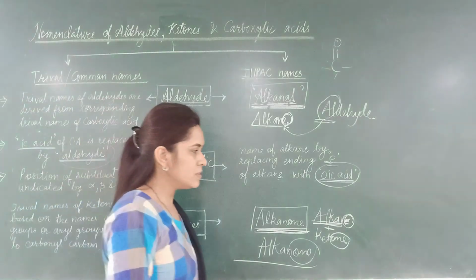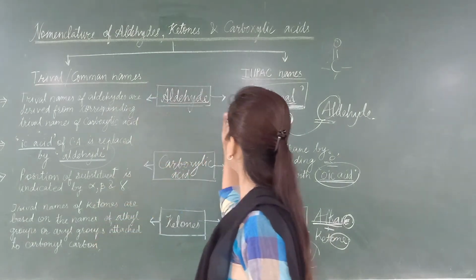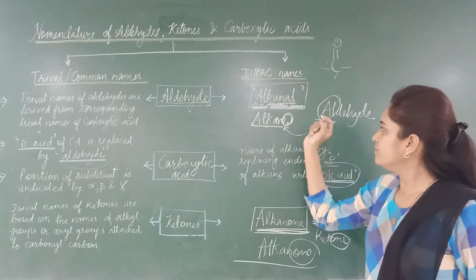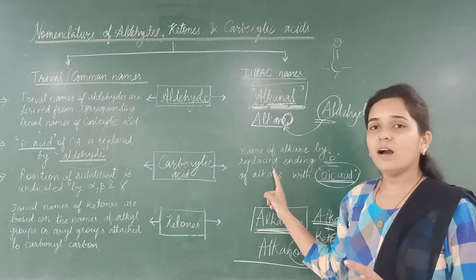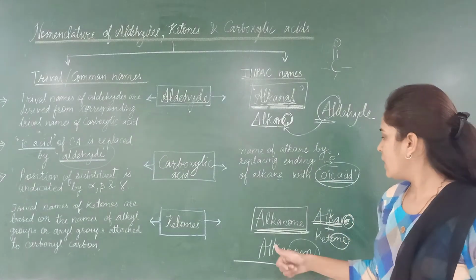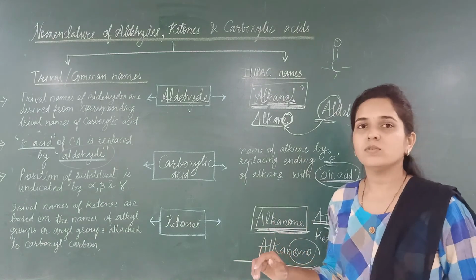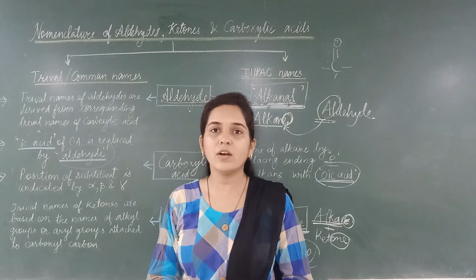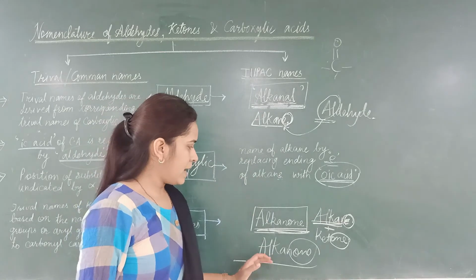So let us revise once: the common name and the IUPAC name. The IUPAC name for an aldehyde is alkanal. The carboxylic acid IUPAC name is given by the alkane in which E is replaced by oic acid. And for ketones, the format is fixed: it is alkanone. So you have to write the IUPAC names of the given compounds like aldehyde, ketone and carboxylic acid in this format: alkanal, oic acid and alkanone.